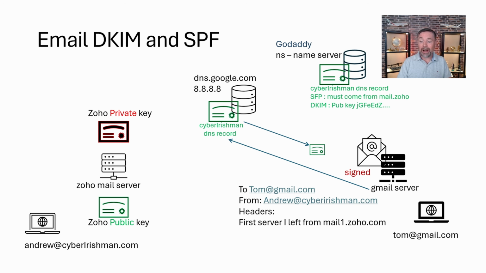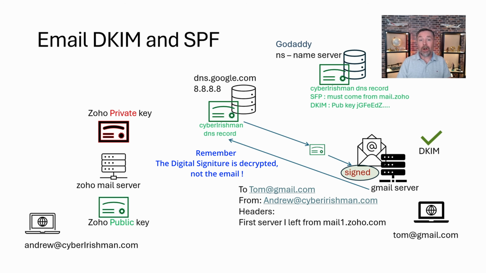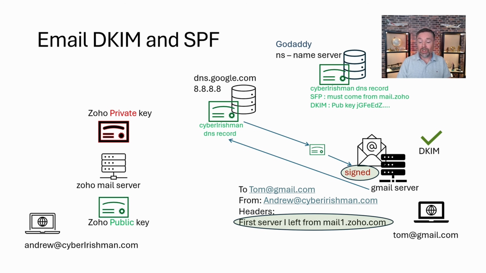The Gmail server applies the public key it got from the DNS records to that digital signature. And if it decrypts okay and it looks good, we have an okay with the DKIM. It worked. It was properly signed. Looks like it came from a Zoho server. Well, then it goes and checks what is the first server it left from. And if that matches what's in the DNS records, that is an SPF check. This email is considered not spam.